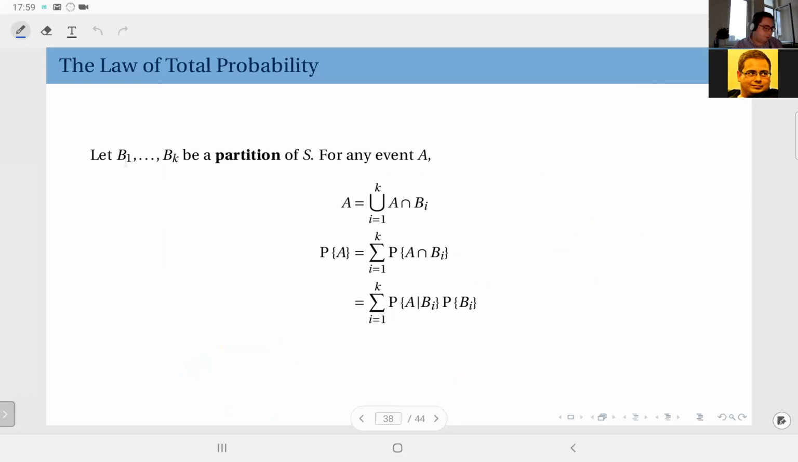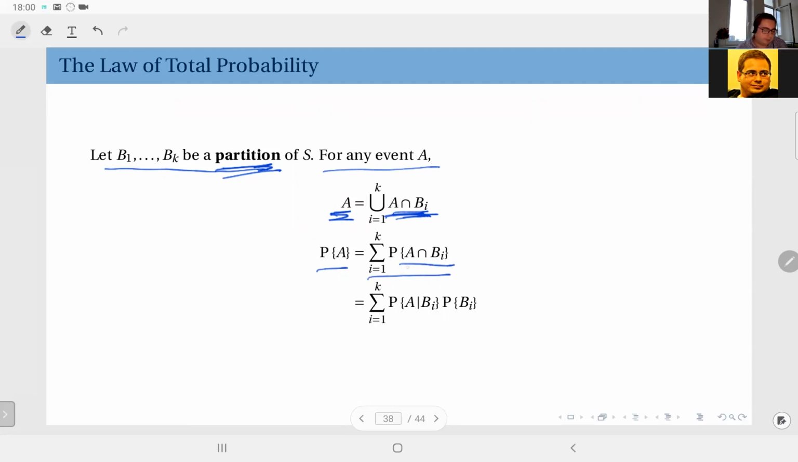Let B1 through B sub k be a partition of S. For any event A, I can write A in this form: the union of these intersections, A intersection B sub i. And since this is a partition, these intersections form a partition of A, which means they are disjoint. So apply axiom number 3 to obtain the probability of A. Since these are disjoint, I can write the probability of A as the sum of the probabilities of these intersections.